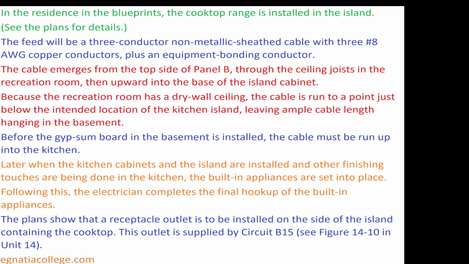Because the recreation room has a drywall ceiling, the cable is run to a point just below the intended location of the kitchen island, leaving ample cable length hanging in the basement. Before the gypsum board in the basement is installed, the cable must be run up into the kitchen. Later, when the kitchen cabinets and the island are installed and other finishing touches are being done in the kitchen, the built-in appliances are set into place. Following this, the electrician completes the final hookup of the built-in appliances.